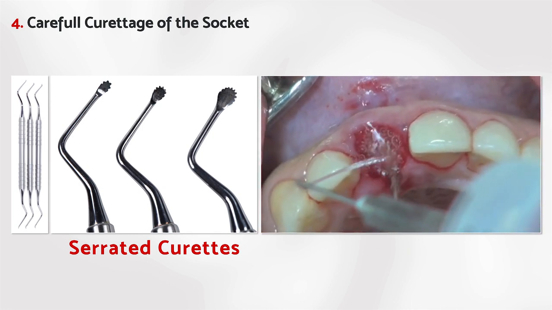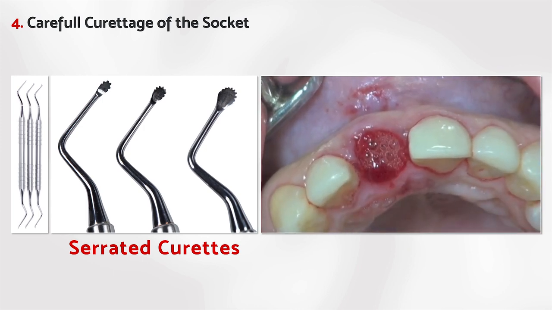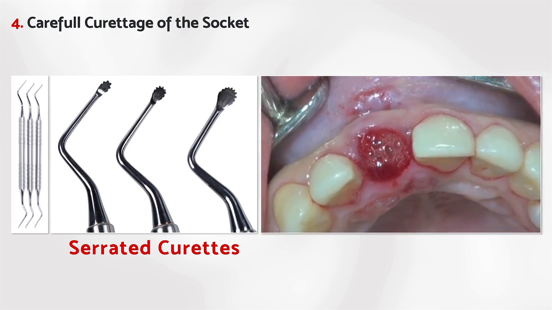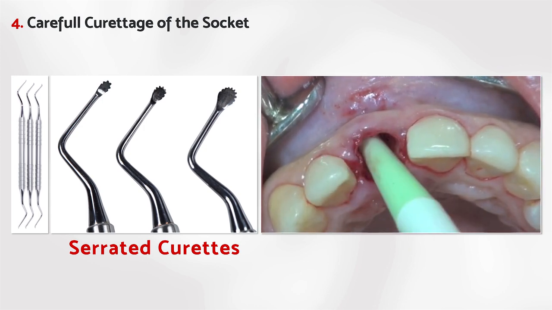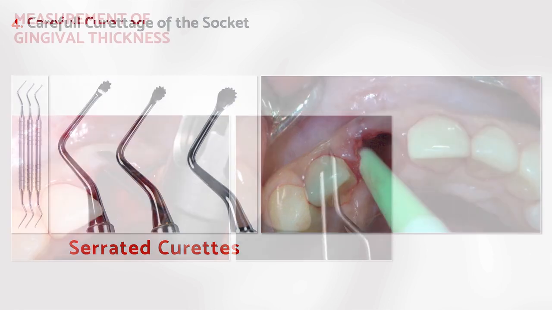It's recommended to do plenty of irrigation to clean this area as much as possible. And you can insert the tip of the surgical aspirator to go until the end of the socket to remove the granulation tissue and to clean the socket as carefully as possible.